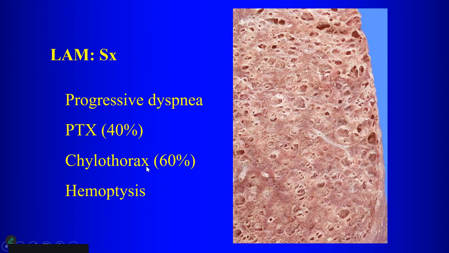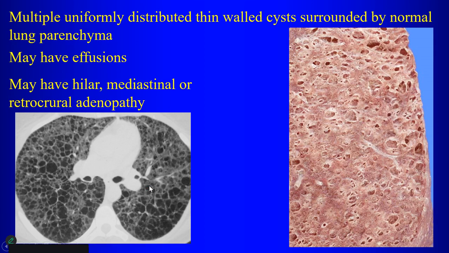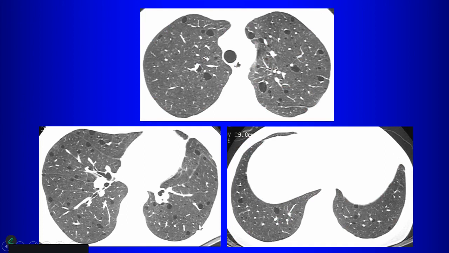So shortness of breath, pneumothorax, chylothorax, hemoptysis, all of these are changes in diffuse cystic lung disease that can be associated with lymphangioleiomyomatosis. They will have increased lung volumes, and they are at risk for developing pneumothorax. Okay? So the cysts tend to be uniformly distributed as opposed to upper lung predominant, like we see with LCH. They may have lymphadenopathy sometimes, and they may have pleural effusions.